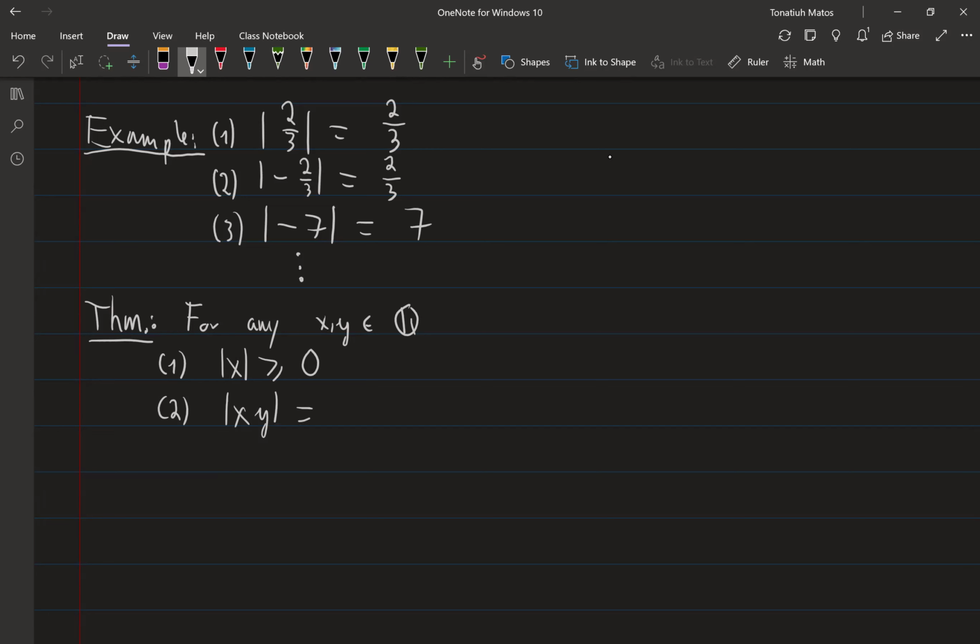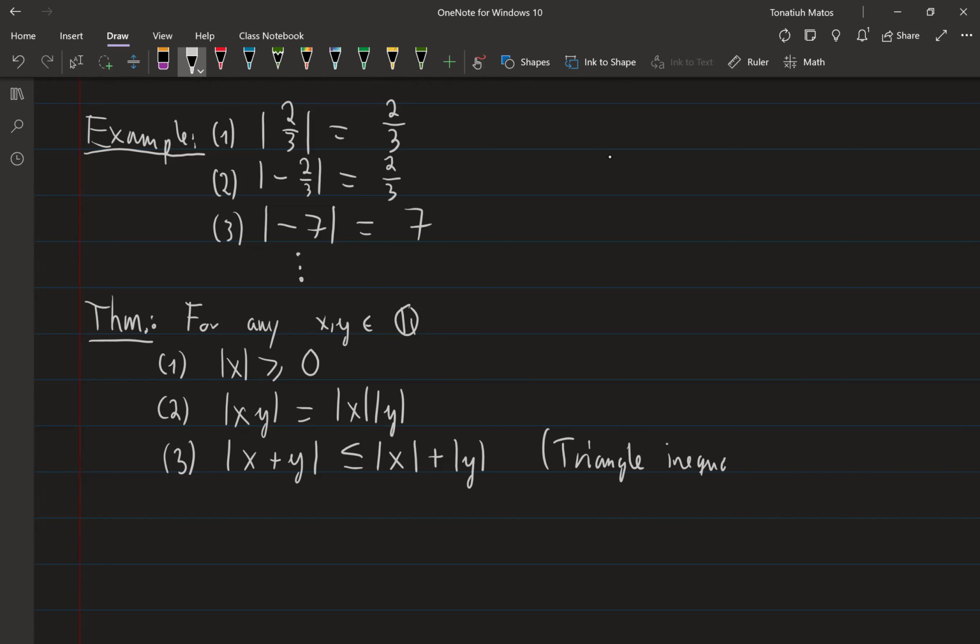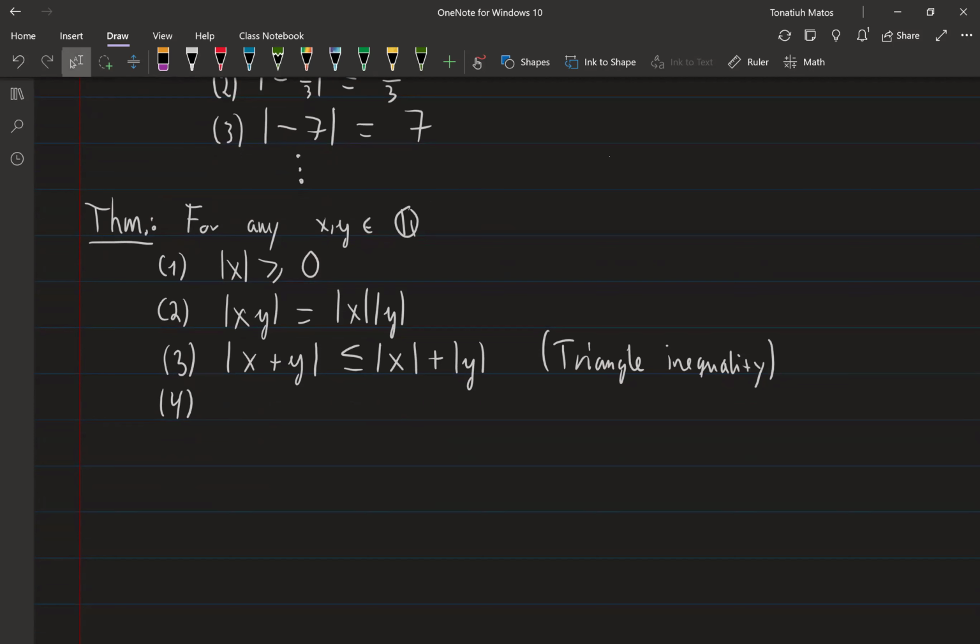Multiplying things inside the absolute value is the same as multiplying them outside and taking the absolute value first, right? The absolute value somehow commutes with the product. Now, this is perhaps the most important property. If you add two things and take the absolute value, then you get this strange inequality. This is the triangle inequality, right? And that one also follows from the definition. You may need to separate into a few cases.